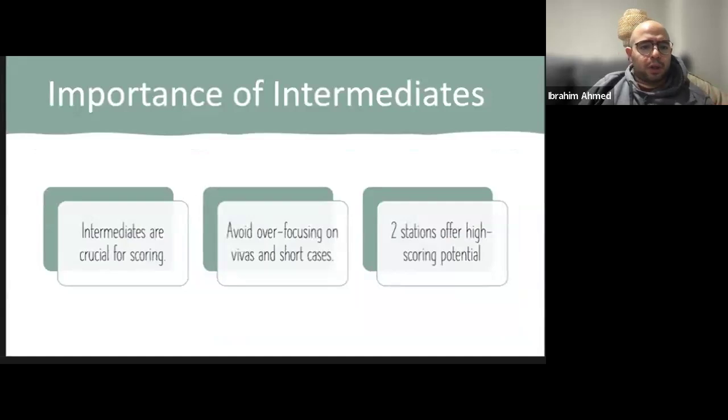Then why are we doing this lecture on intermediates? Intermediates are a very vital component of the Part 2 exam. Candidates often neglect these stations because you focus more on the viva and the short cases, and it could be a big mistake. There are 2 stations, and this is an excellent opportunity to score 7 or 8 if you approach it strategically.